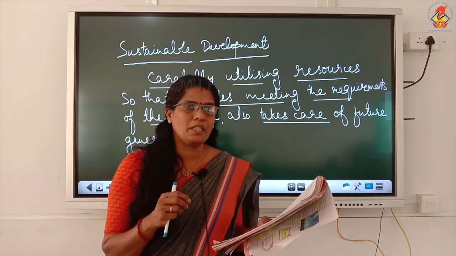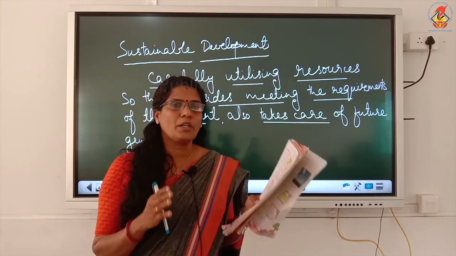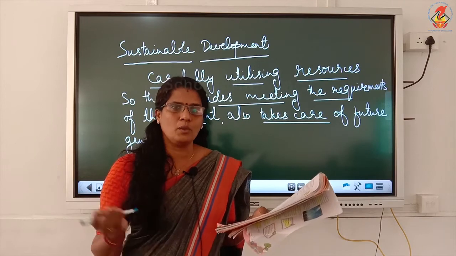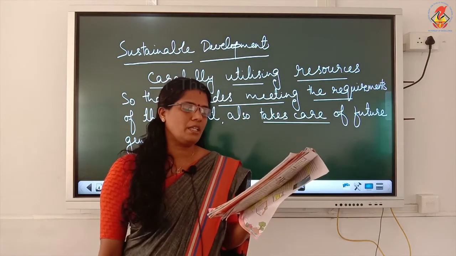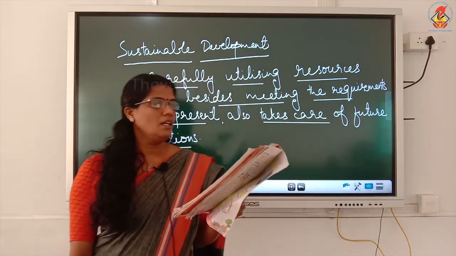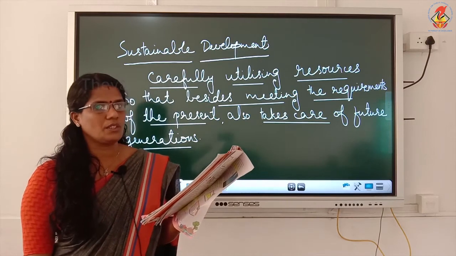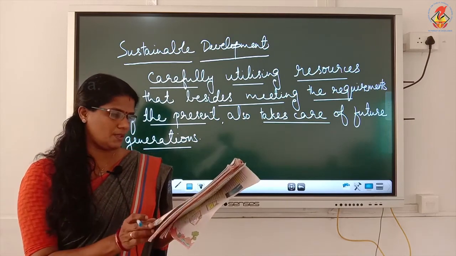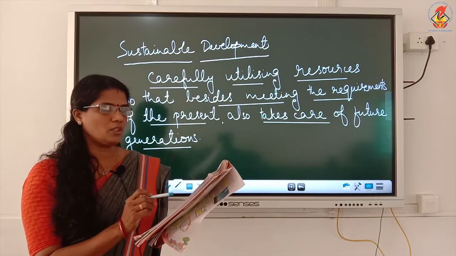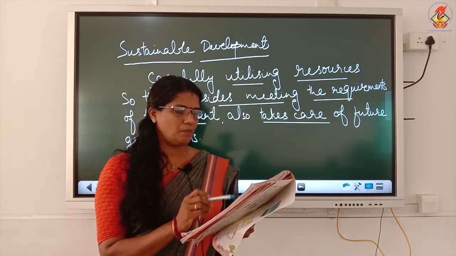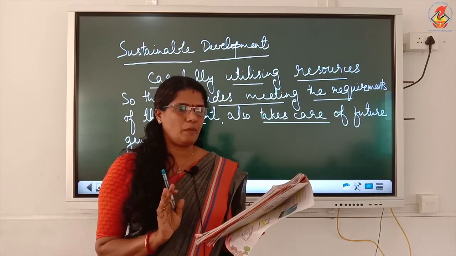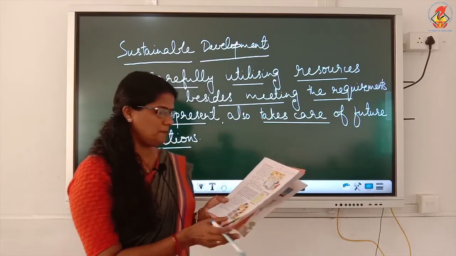Reducing consumption means utilizing things according to your needs only. We should not overuse the things. So, all this can be done in order to conserve the resources. So, that much you have to study from this page. First paragraph, second paragraph and third paragraph, fact box also underline.